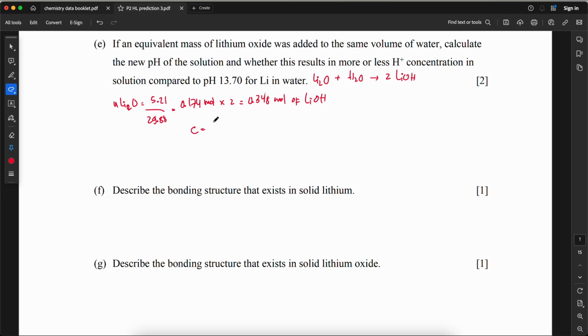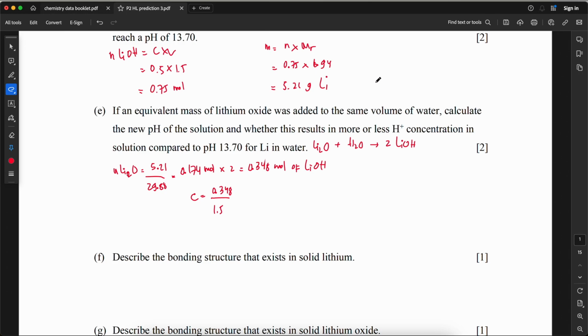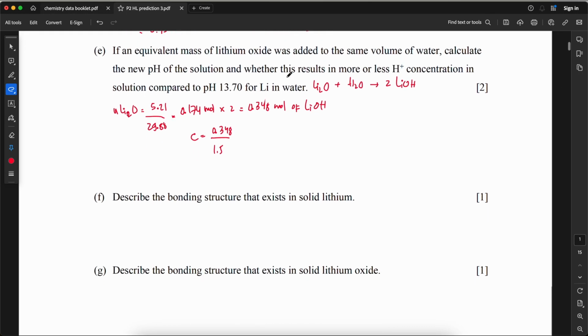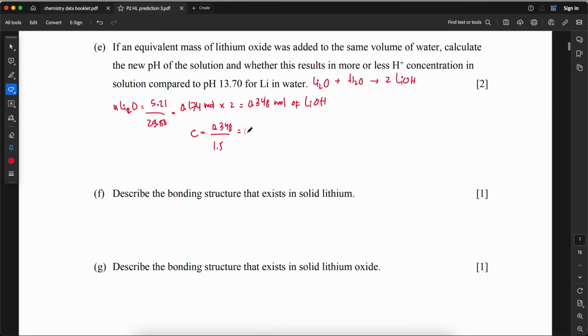So the mole is 0.348 divided by 1.5 decimeter cube, because it mentioned the same volume of water. So the volume of water is 1.5 decimeter cube, and you will get 0.232 mole per decimeter cube. So this would be OH-, because LiOH, when it dissociates, will produce 1 OH-. So the concentration of OH- is 0.232 mole per decimeter cube.